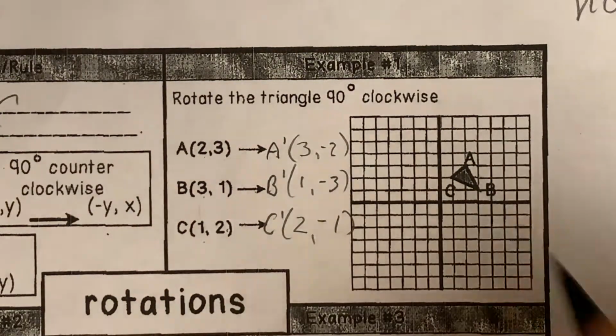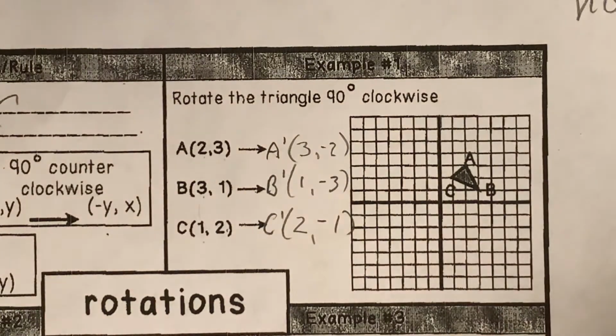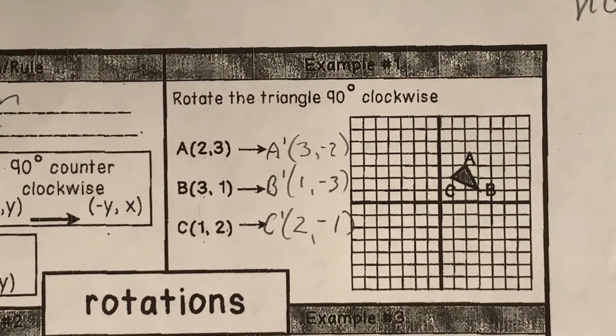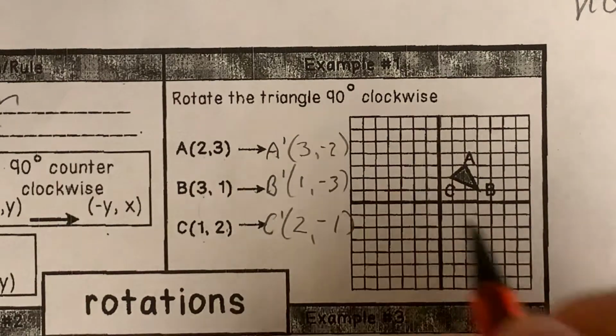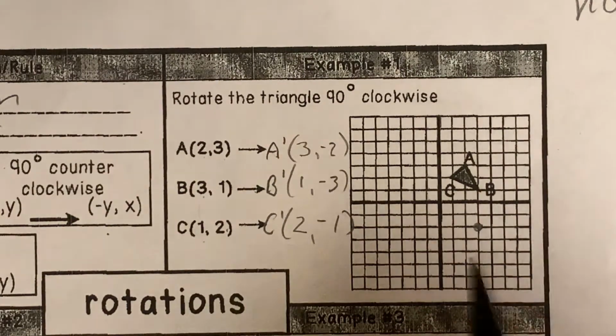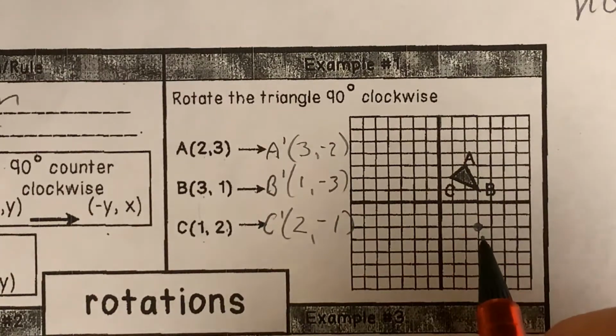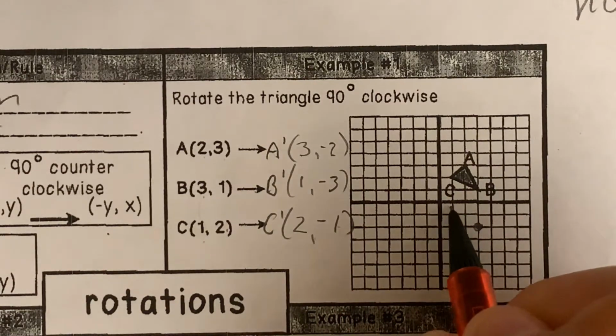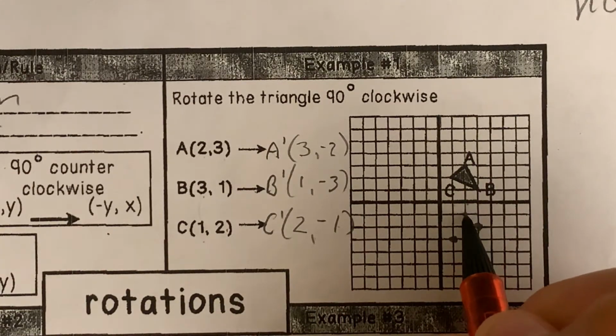So let's go ahead and plot those and see how it looks. Make sure it stays the same shape because it will. It doesn't say that on here, which I wish it did. I must have missed that here. You still have congruent shapes for all of these. They're congruent, same angles, same sides. So 3, -2 would be right here. 1, -3 is here. And 2, -1 is right there.